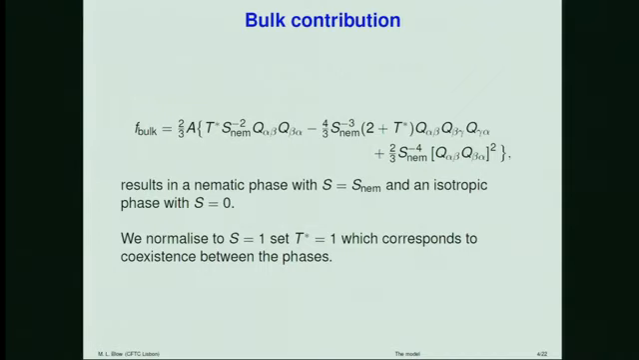Here we write it so that we express it in terms of the nematic phase, the degree of nematic order, and in terms of a temperature-like parameter which controls which of the states is favoured by the system. And if we choose the temperature parameter to be 1, then we have coexistence between the nematic phase with nematic order S nematic and the isotropic phase with 0 nematic order.